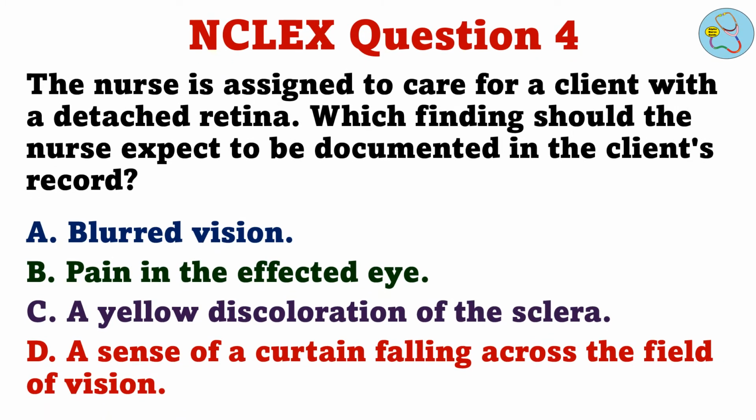Question 4. The nurse is assigned to care for a client with a detached retina. Which findings should the nurse expect to be documented in the client's record? A. Blurred vision. B. Pain in the affected eye. C. A yellow discoloration of the sclera. D. A sense of a curtain falling across the field of vision.